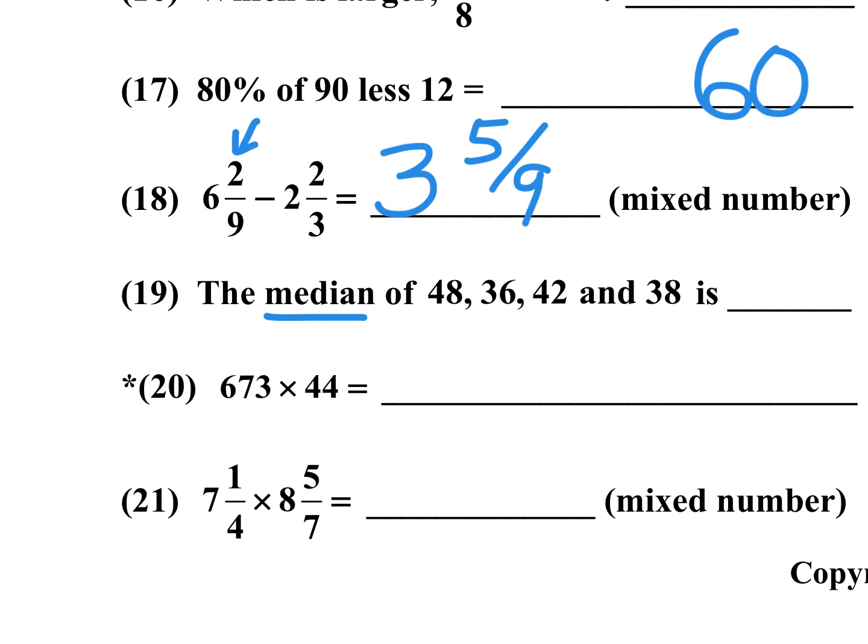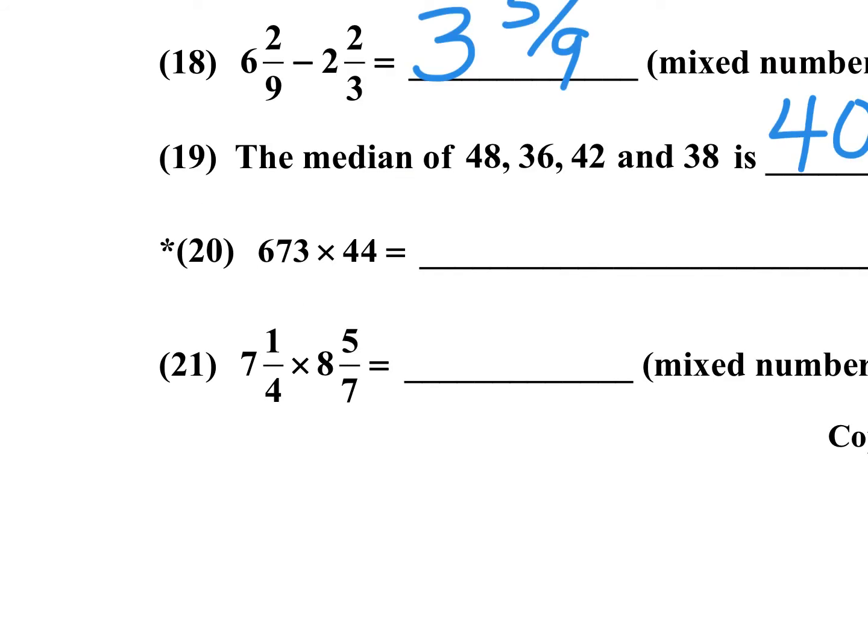So if you put these in order, you're going to have a 36, and then a 38, and then a 42, and then a 48. So your median is going to fall between these two, and it will be the average of those two. And right down the middle of 38 and 42 is what? 40. So the answer for number 19 is 40.